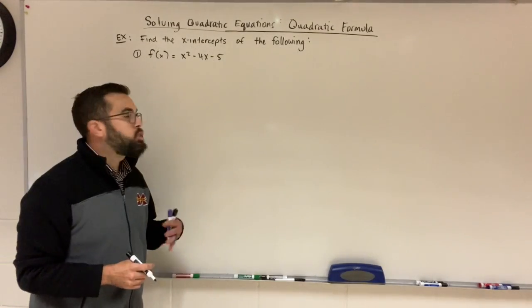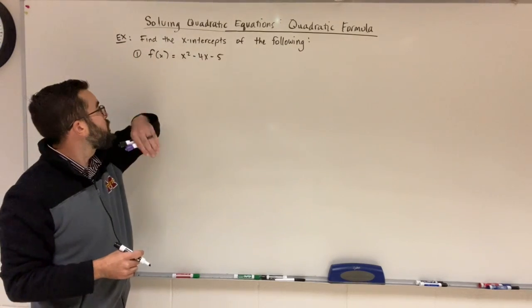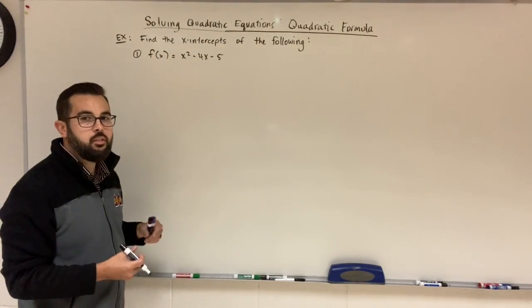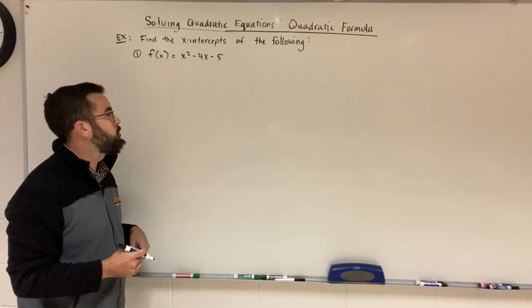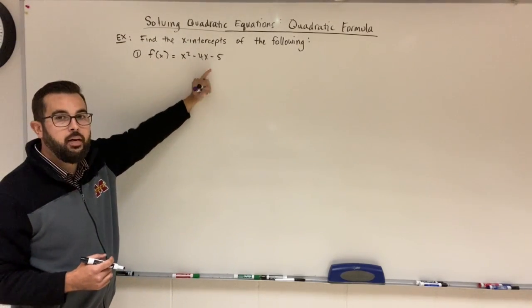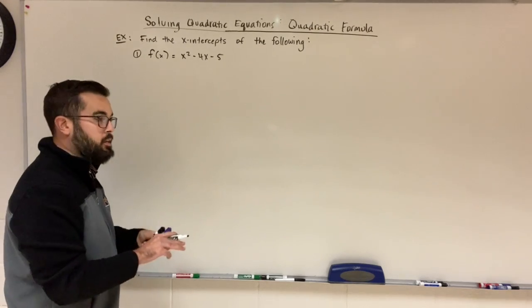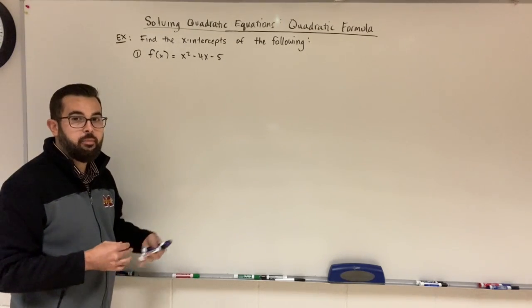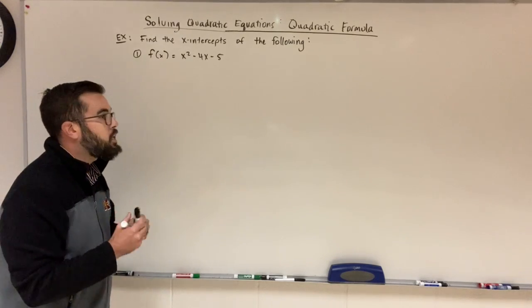So the directions have changed a bit, and we're finding the x-intercepts of the following. I'm going to do 3 different equations, and we're going to see the x-intercepts of those. So we have f of x equals x squared minus 4x minus 5. We found x-intercepts before this year with absolute values. It's the same process.